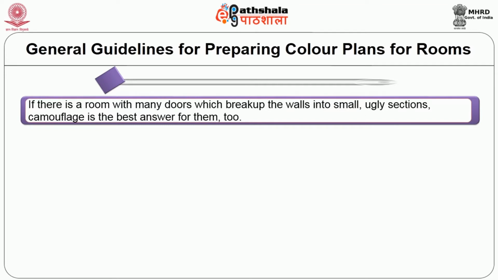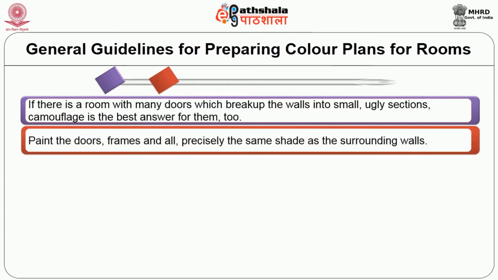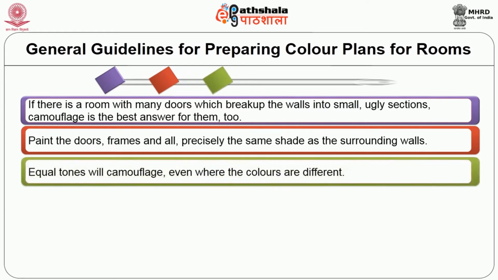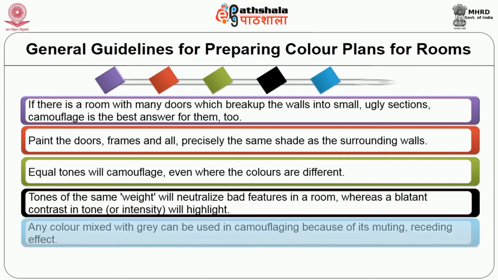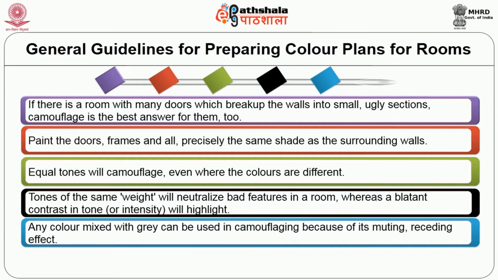If there is a room with many doors which break up the walls into small, ugly sections, camouflage is the best answer. Paint the door frames and all precisely the same shade as the surrounding walls. Equal tones will camouflage even where the colors are different. Tones of the same weight will neutralize bad features in a room, whereas a blatant contrast in tone or intensity will highlight them. Any color mixed with grey can be used in camouflaging because of its muting, receding effect.